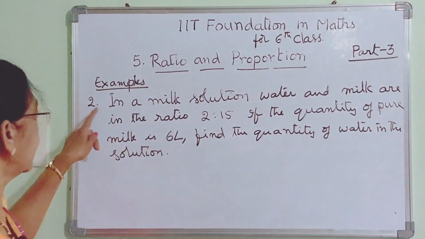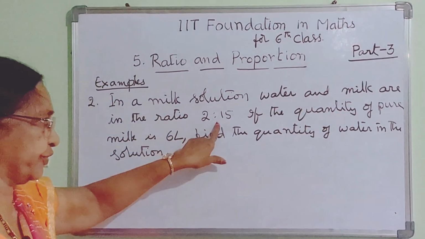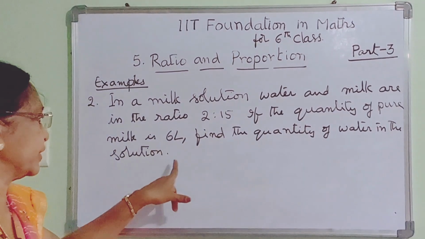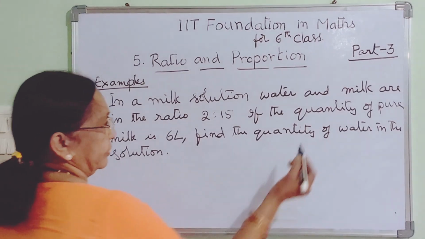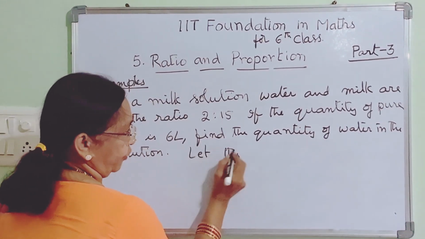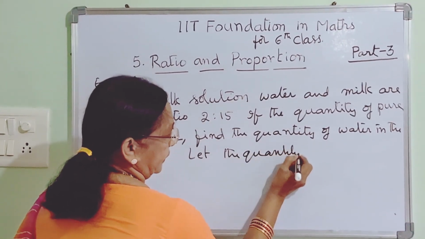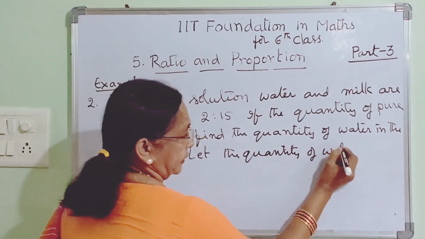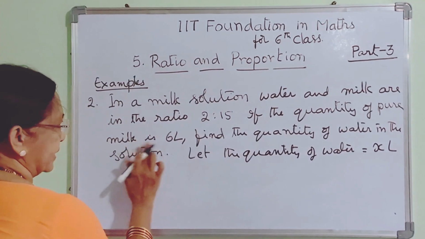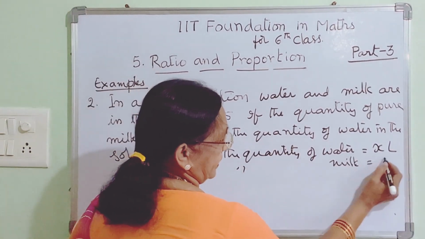So next example: in a milk solution, water and milk are in the ratio 2:15. If the quantity of milk is 6 liters, find the quantity of water in the solution. Let the quantity of water be x liters, and the quantity of pure milk is given as 6 liters.